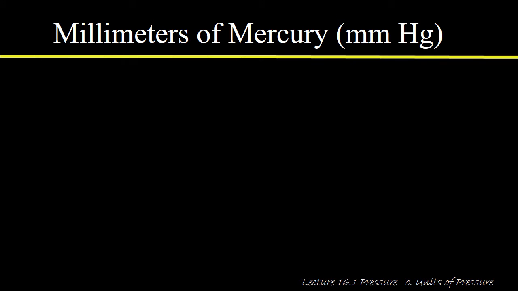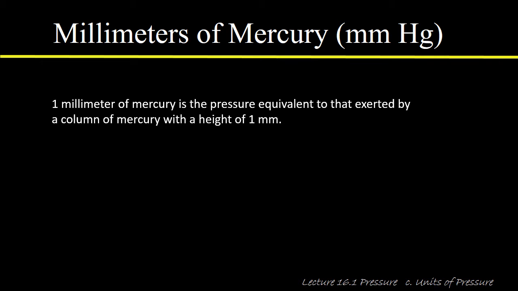Okay, the next unit is millimeters of mercury, and this unit comes from use of the barometer, relating pressures back to barometric measurements. And the pressure, millimeters of mercury, is just the pressure that would be exerted by a column of mercury that's 1 millimeter high. It's pretty simple. The meaning of the unit is pretty much just in the definition of the unit.